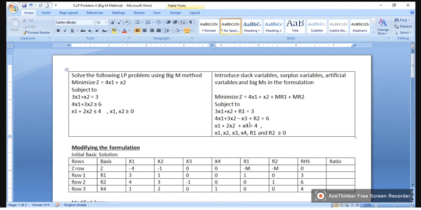Sir, in table row 2, we consider R2, no, sir? We had a surplus variable also. Can we consider it, sir? Because in the basis, what do we have? R1, R2, X4. Yes, sir. Okay, so R1, R2, X4 will have the values. R1 is equal to 3, R2 is equal to 6, X4 is equal to 4. So that means what are the non-basic variables?